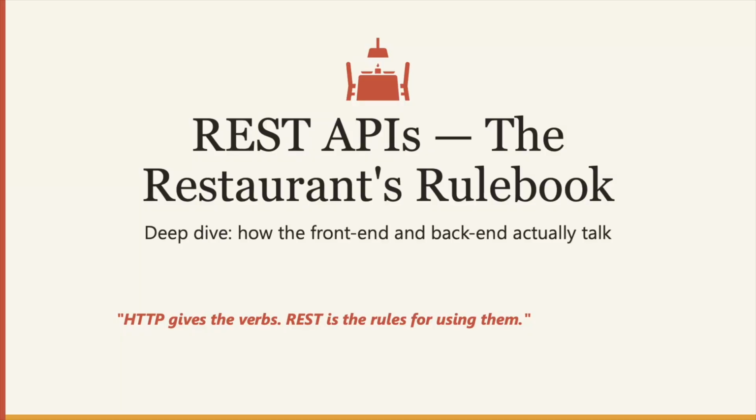For my deep dive, I picked REST APIs. In the restaurant metaphor, REST is the rulebook the waiter and the kitchen both agree to follow. It's the layer that turns raw HTTP actions into an organized, predictable conversation. By the end, the one thing I want to stick with everyone is this: HTTP gives you the verbs, but REST is a convention for how to use them. Let's untangle it.